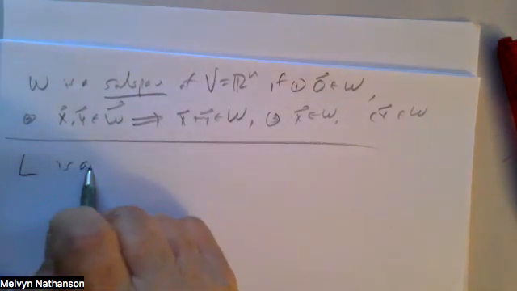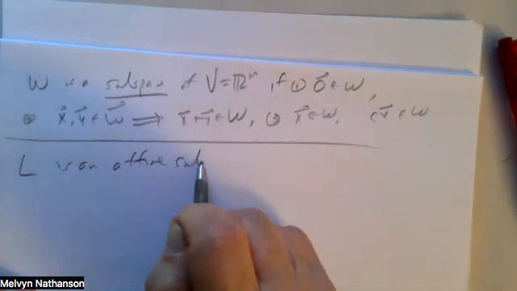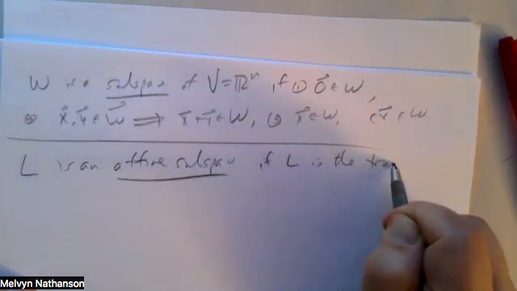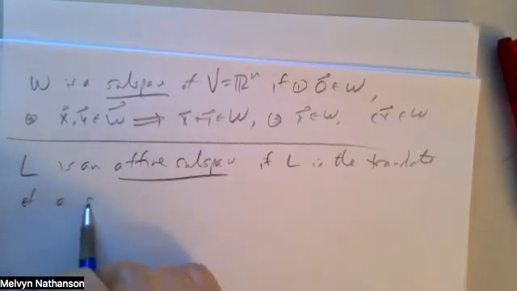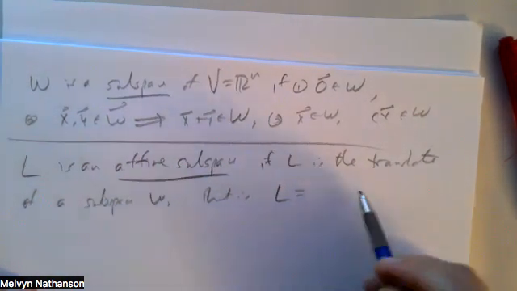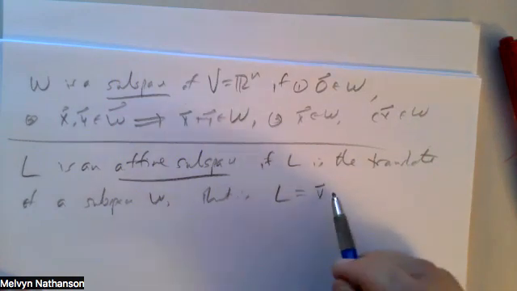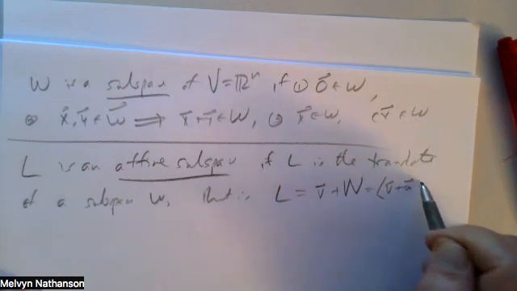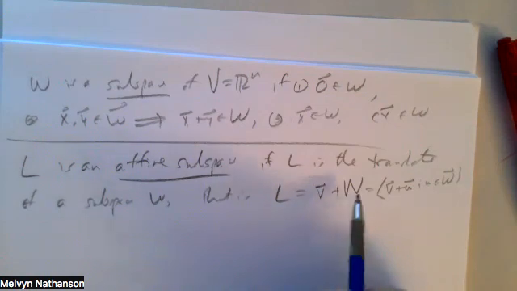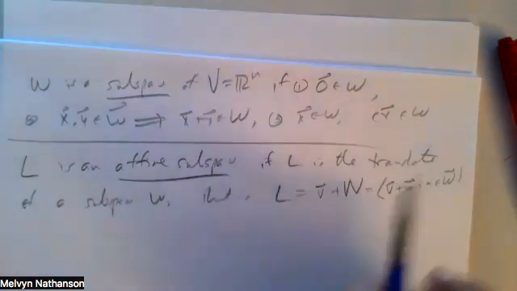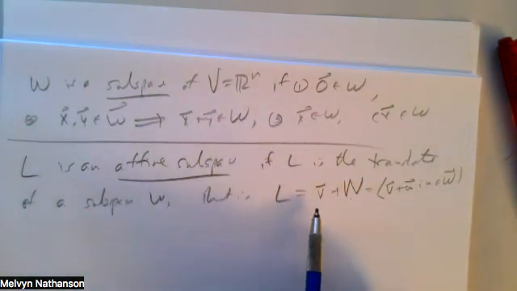And L is an affine subspace if L is, let's call it, the translate of a subspace W. That is, there's a subspace W and a vector v, so L is v plus W. This means the set of all vectors v plus w, where w is in the subspace W. So you have a subspace W, and to every vector in that subspace, you add this fixed vector v. So you've translated the subspace by the vector v, and that's what an affine subspace is.